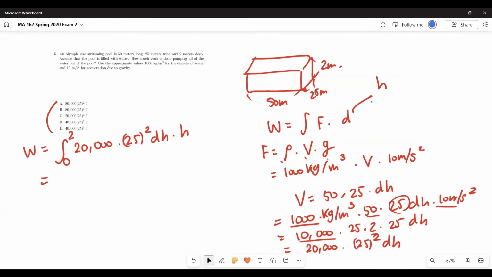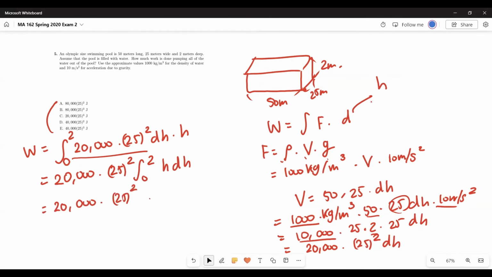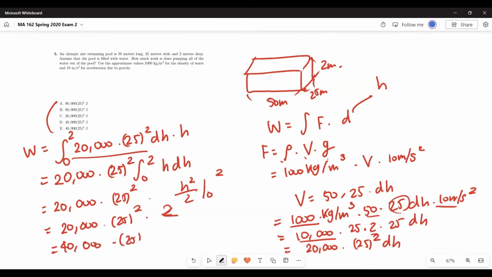All of the constants will come out. So it becomes 20,000 times 25 squared, integral from 0 to 2 of h dh, which is 20,000 times 25 squared times h squared over 2 from 0 to 2. That just becomes 2, so this ultimately becomes 40,000 times 25 squared. That's in joules, because work is always done in joules. So this becomes answer choice D.